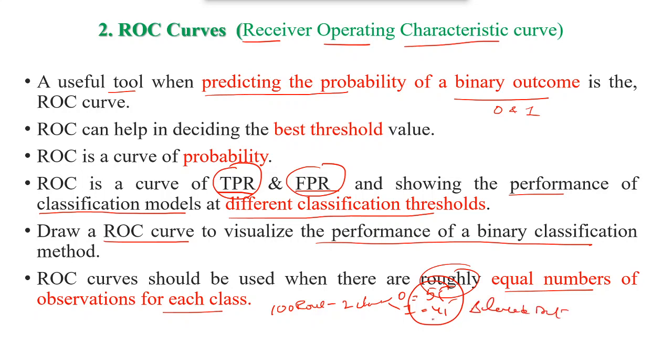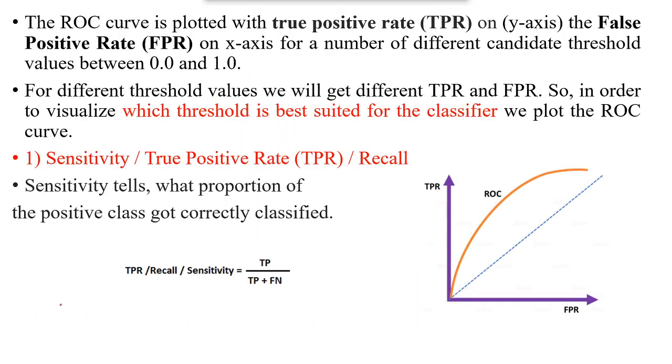So when the target variable classes are balanced, meaning roughly equal numbers of observations for each class, at that moment we have to use the ROC curve. If you see, this is the ROC curve. On the x-axis we are considering the false positive rate, and on the y-axis the true positive rate. So the ROC curve is plotted with TPR on the y-axis and false positive rate on the x-axis.